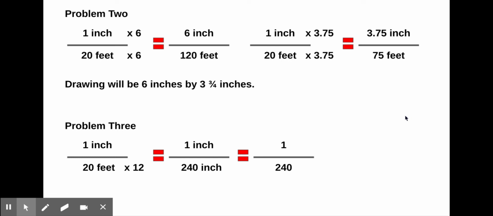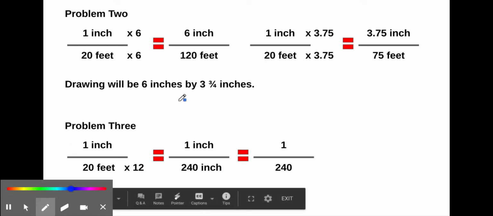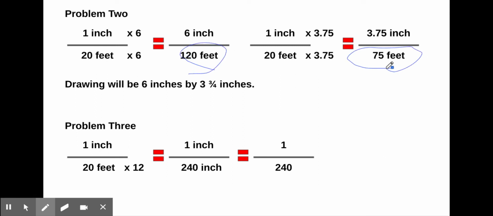So remember, we want to get the same dimensions, 120 feet and the 75 feet. The parking lot size is not changing, only the scale of our drawing. And we just want to see how much paper it's going to take to be portrayed on. And so if we see that, right, well, think about it. 20 times 6 is 120. Well, if we're going to multiply the bottom times 6, we're going to multiply top times 6. So 1 times 6, 6 inches.